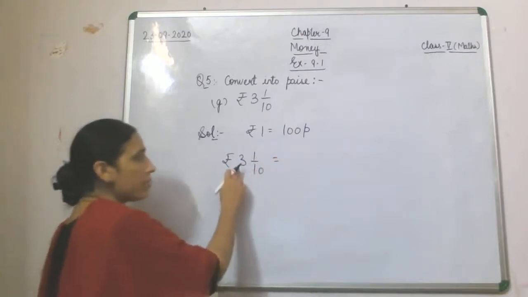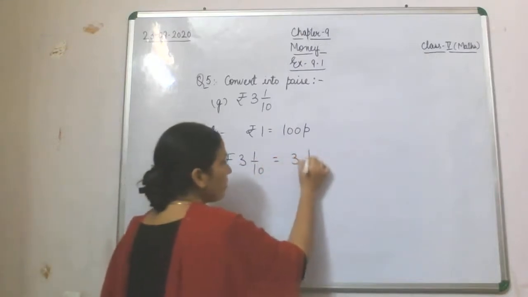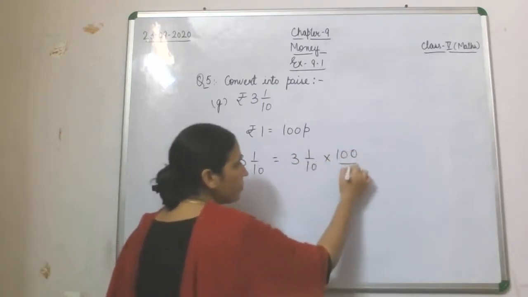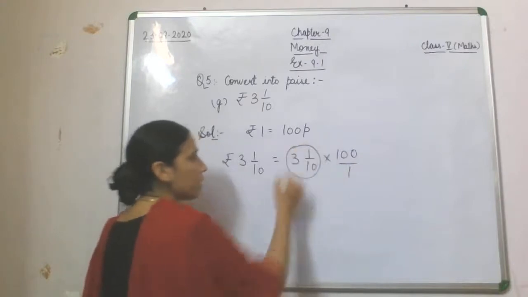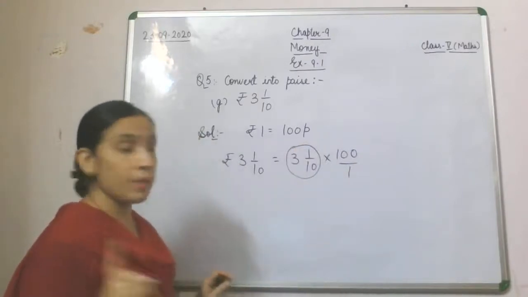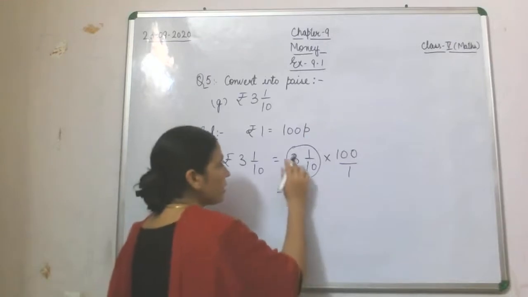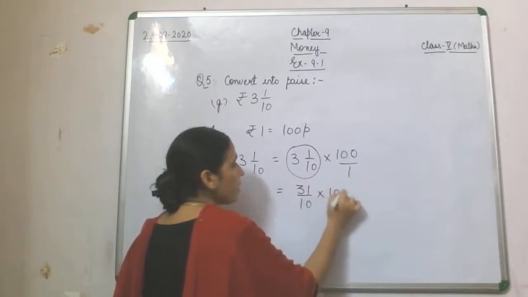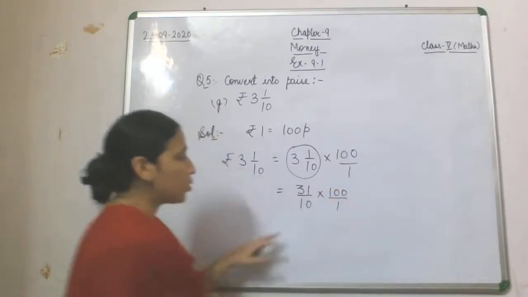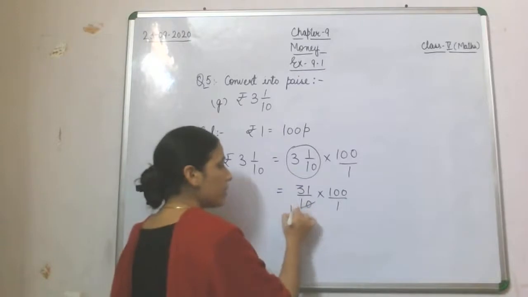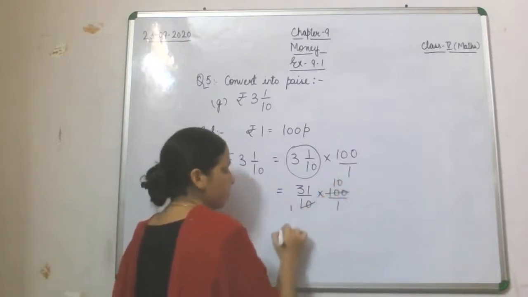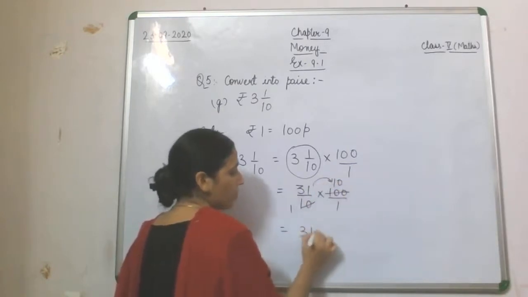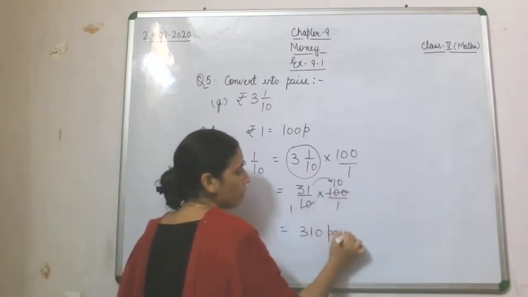10 threes will be 3 1 by 10 we can write here. That will be multiplied by 100. Fine. Now this mixed fraction we will write as an improper fraction. First step will be this. 10 threes are 30 and 31 by 10. That will be multiplied by 100 by 1. So here 10 ones are 10, 10 tens are 100. So here 31 will be multiplied by 10. So that will become 310 and the unit will be paise.